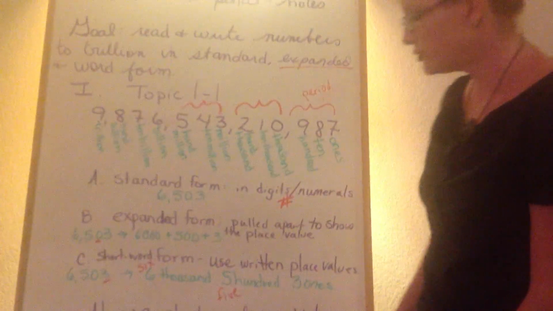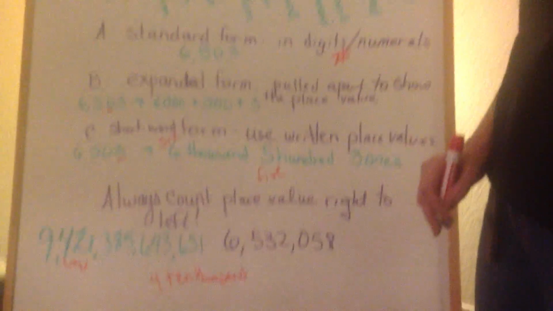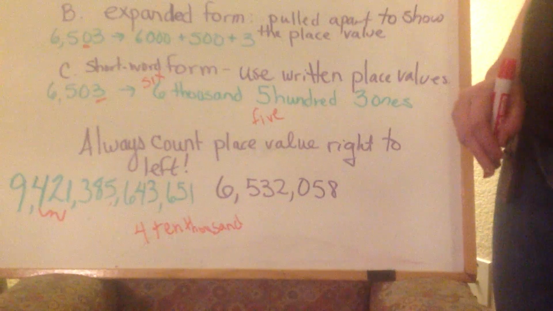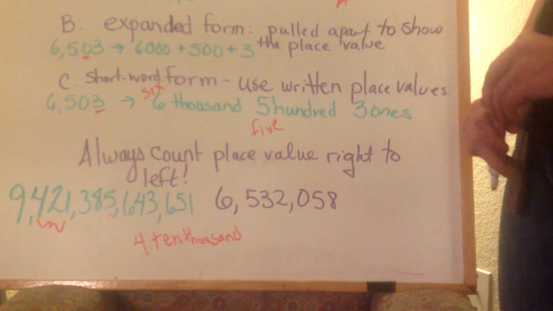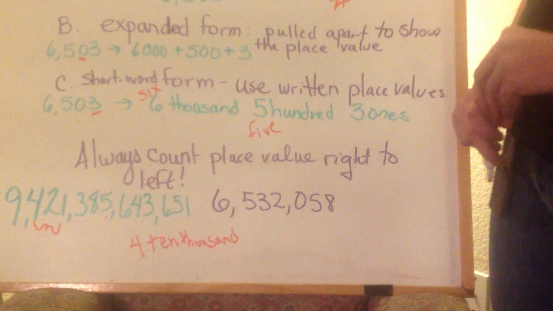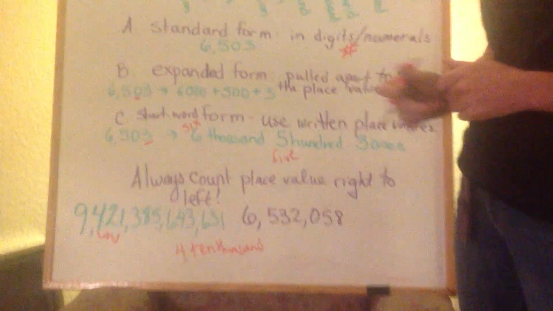So what I would like you to do right now is to write down this number and say it aloud. Did you say 6,532,058? If you did, you're right. I expect to see all of this written in your notes tomorrow, and we'll check it then. I'll see you then.